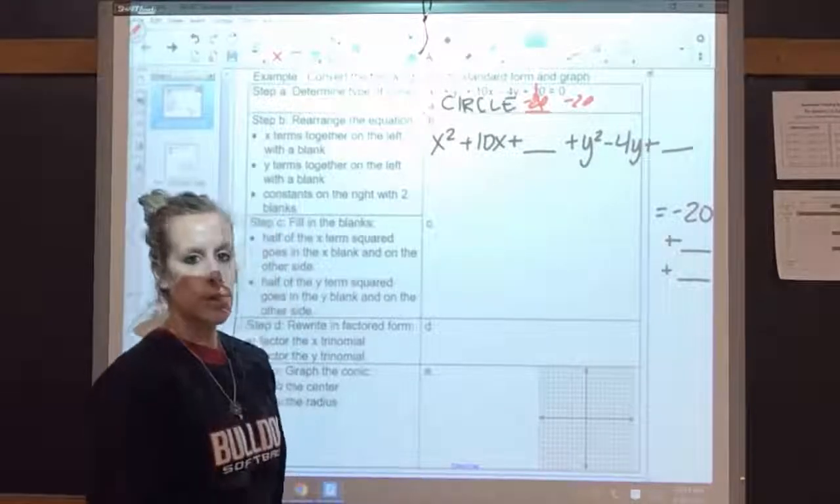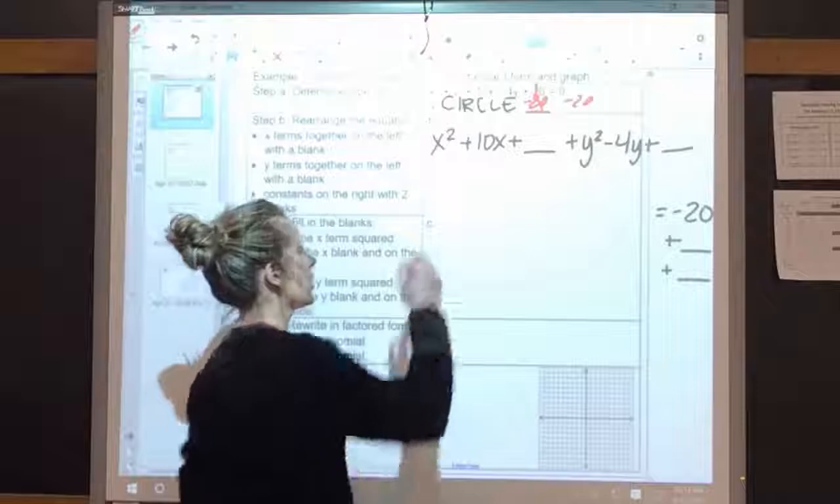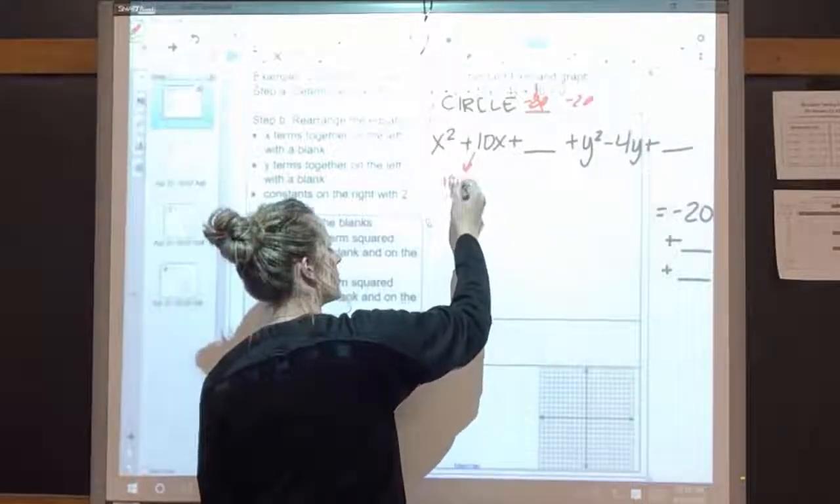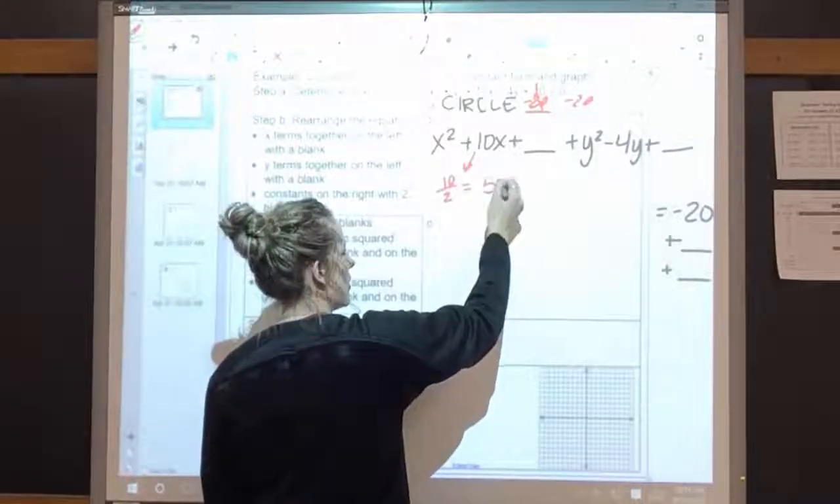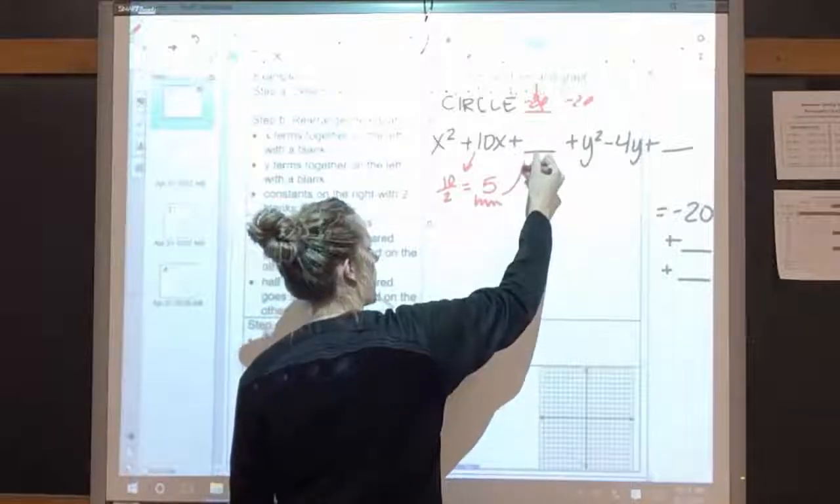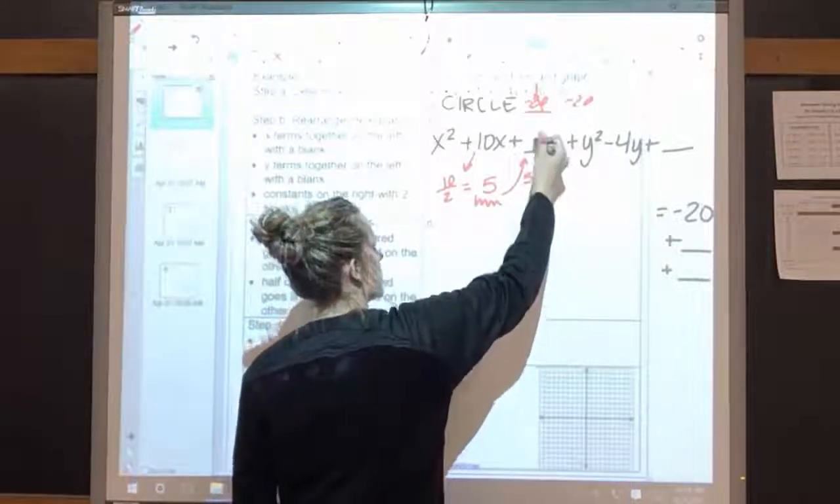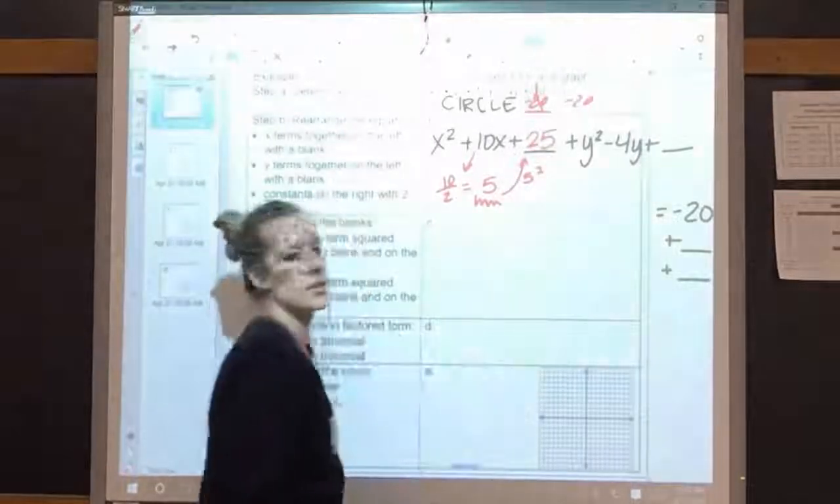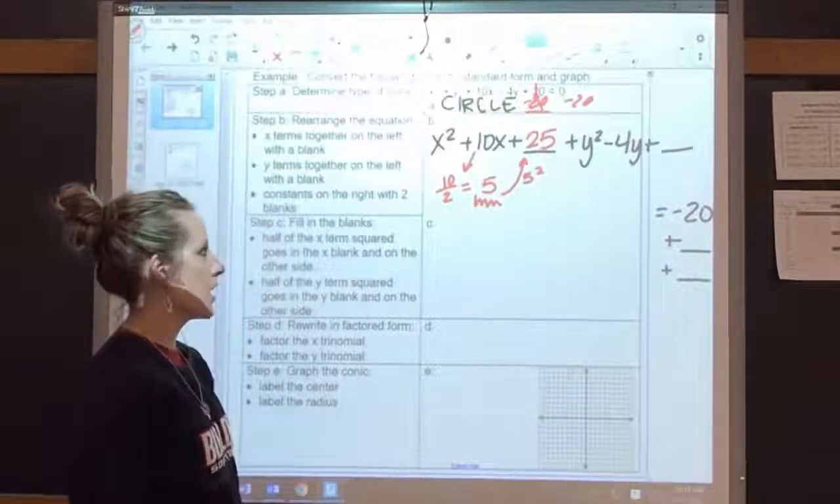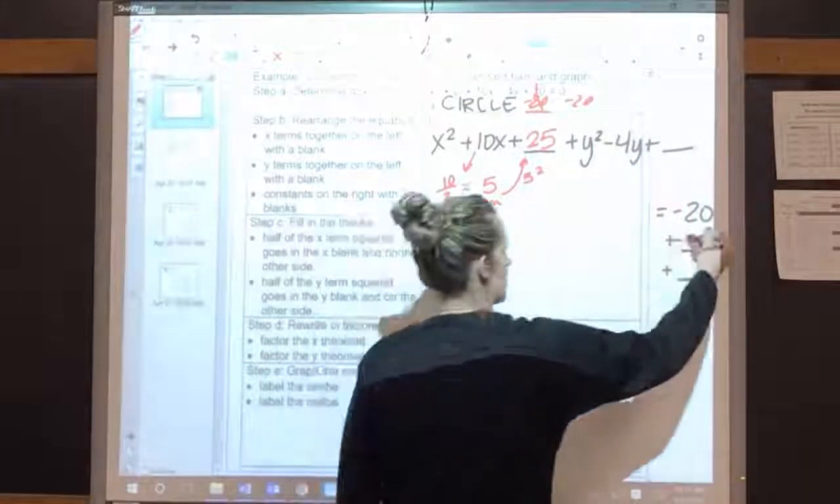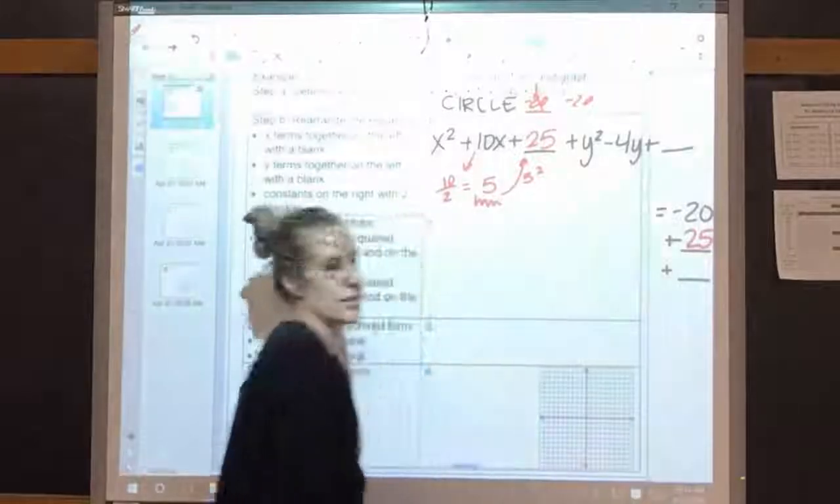Now we're going to complete the square. So you take your middle term, cut it in half, and then you want to square it. So 5 squared is 25. So that's going to go in the first blank. I'm going to do that to both sides. I'm going to add 25.